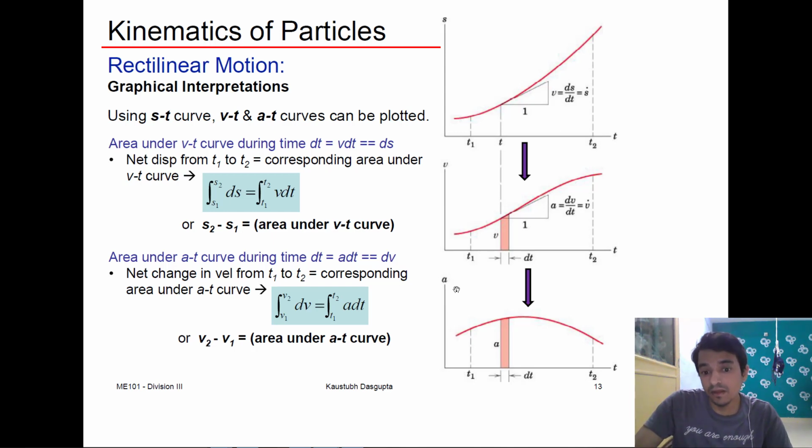Then if we draw an acceleration-time diagram, the a-t curve, and draw the tangent to this, that is called jerk, da by dt. Otherwise, if we take the area, that will be the integration of a dt, which is dv. So the area under the a-t curve is the change in velocity of that particle for that interval of time.